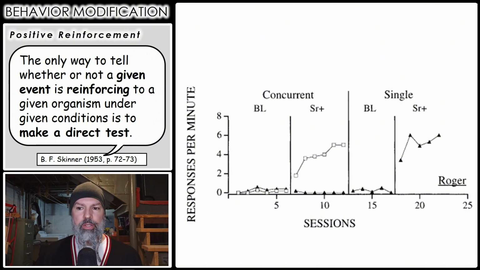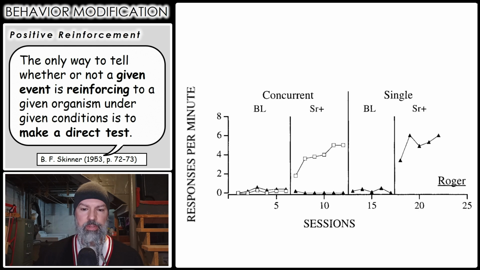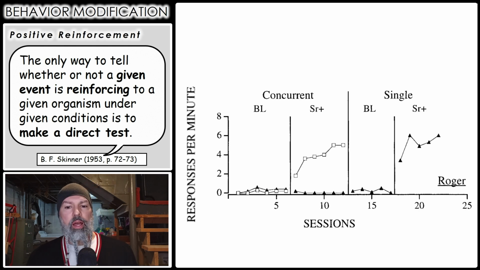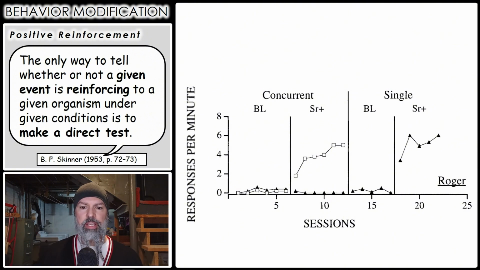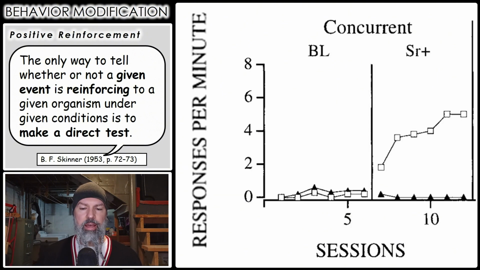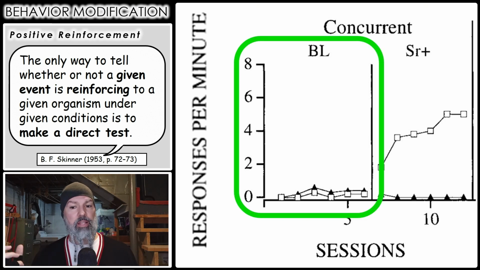So what we're going to do is, I got one last enhancement. There we go. So let's take a look at this piece by piece. We're going to break it down into each little section. So let's take a look at that first little section, the one that's labeled BL. So what we have here is the baseline phase.